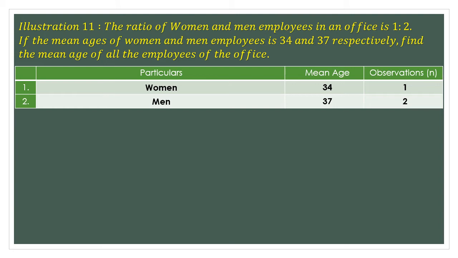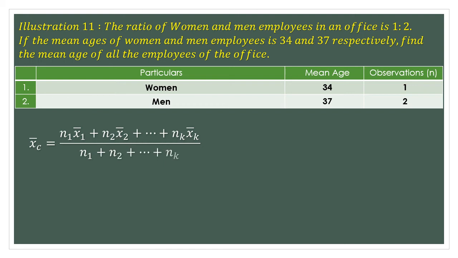Once we have got these values, we need to multiply observations with their averages and then add them up. So we will write down the formula first. As usual, never start without writing down the formula. Always start with that and then put the values in the equation. It will be helpful in remembering the formulas as well as not making any mistakes. We will put the values here. Observations for women is 1 multiplied by 34, the mean, and for men 2 into 37. In the division, total of observations, that is 1 plus 2.